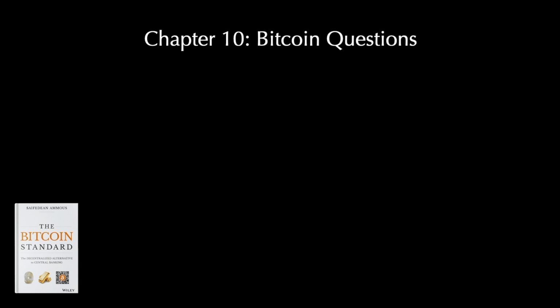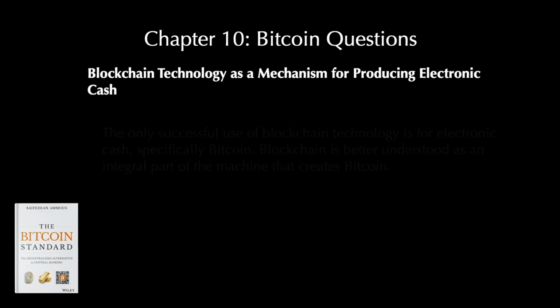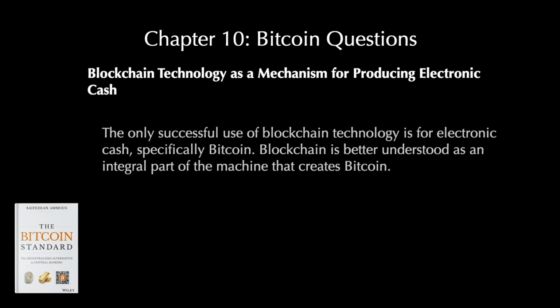Blockchain technology as a mechanism for producing electronic cash. The only successful use of blockchain technology is for electronic cash, specifically Bitcoin. Other applications such as payments, contracts, and asset registry only work using the blockchain's decentralized currency. Any application of blockchain technology will only make sense if it relies on electronic cash and disintermediation provides economic benefits.